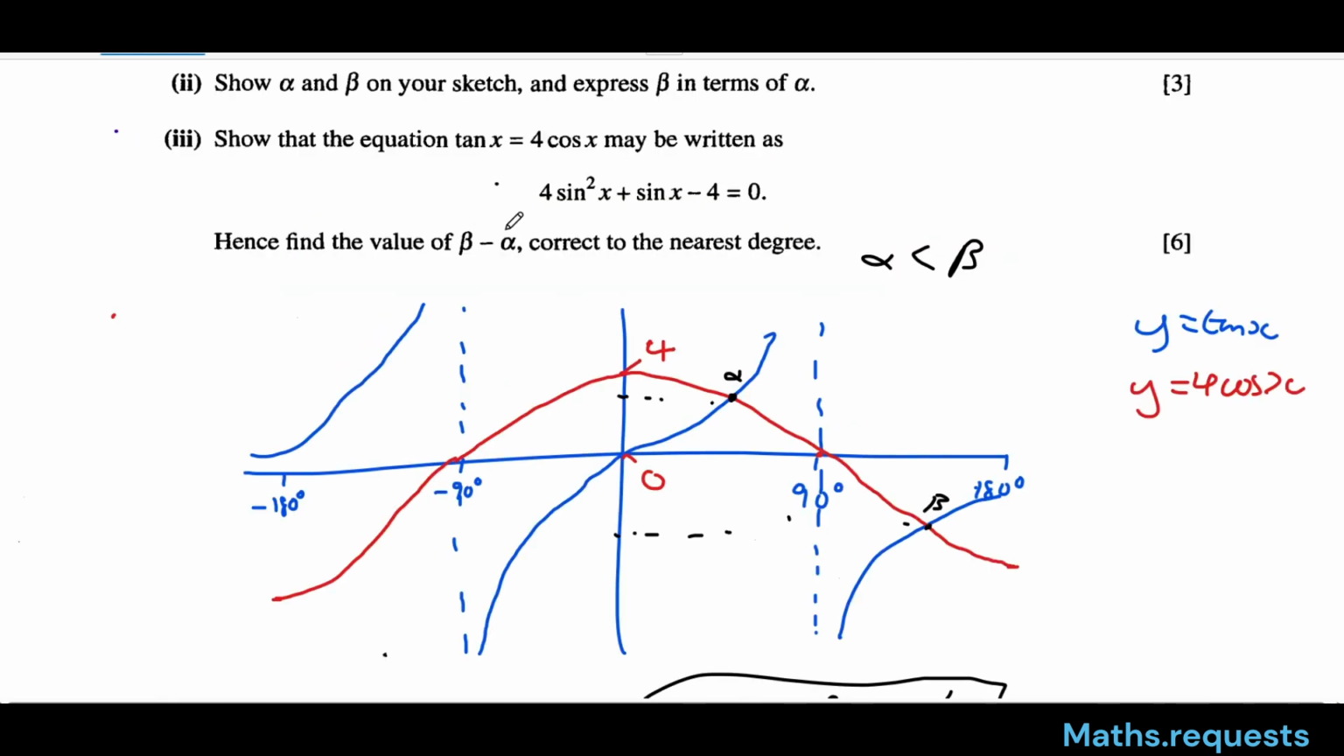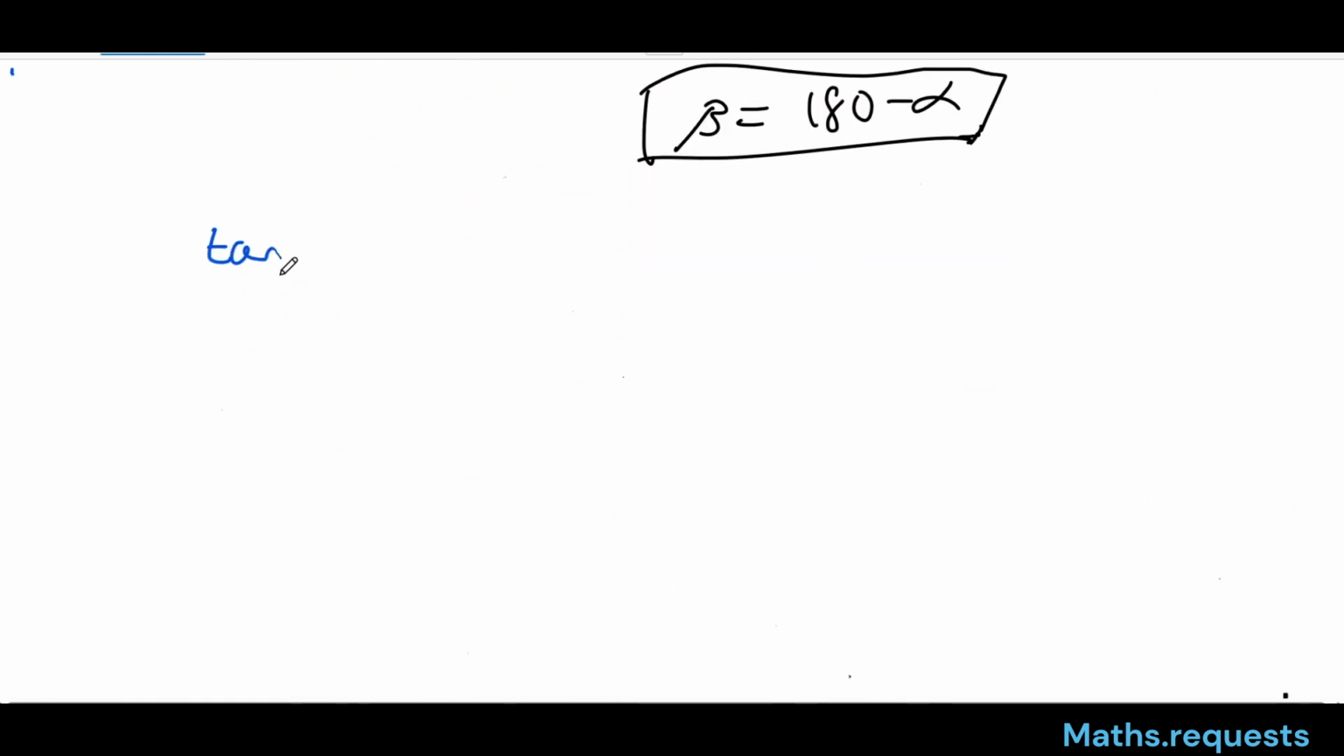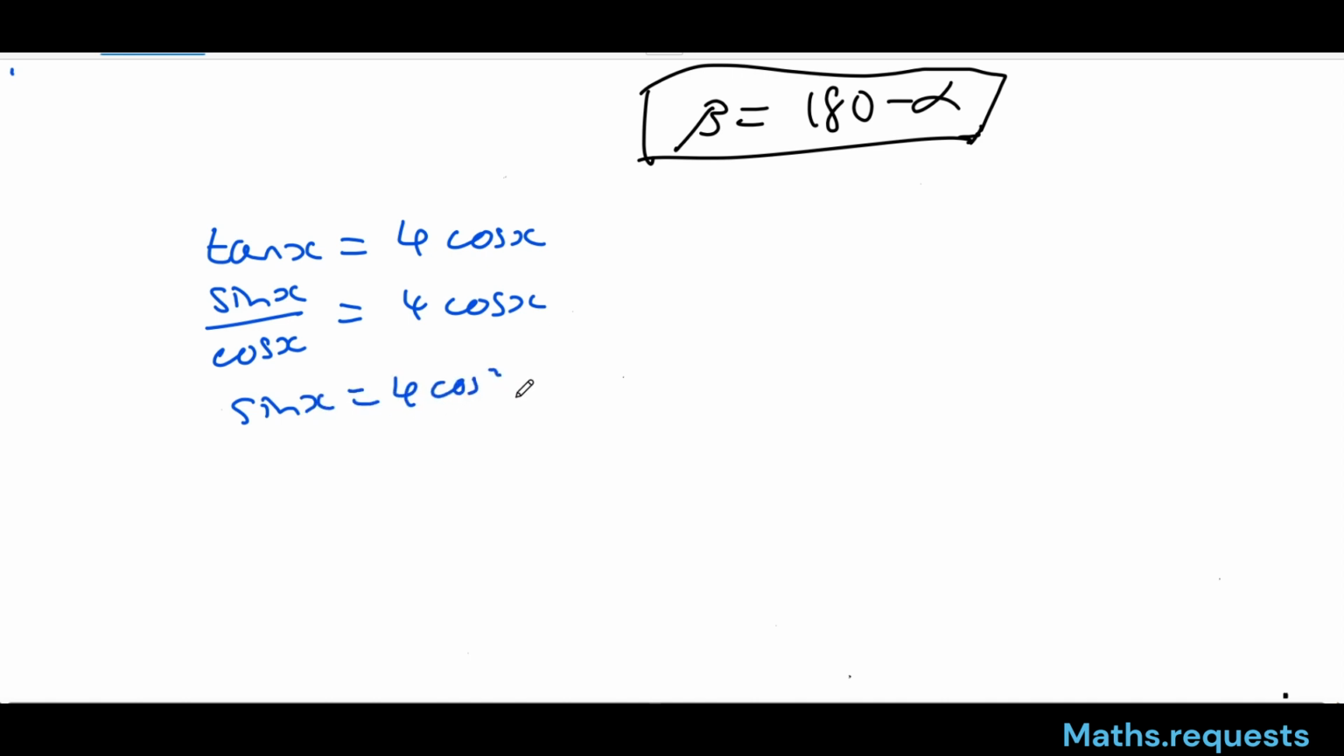Part 3, show that the equation tan x equals 4 cos x may be written as 4 sine squared x plus sine x minus 4 equals 0. Hence find the value of beta minus alpha correct to the nearest degree. Okay, so tan x equals 4 cos x. And of course tan x is sine x over cos x. So you can say that equals 4 cos x. So you can say sine x equals 4 cos squared x.